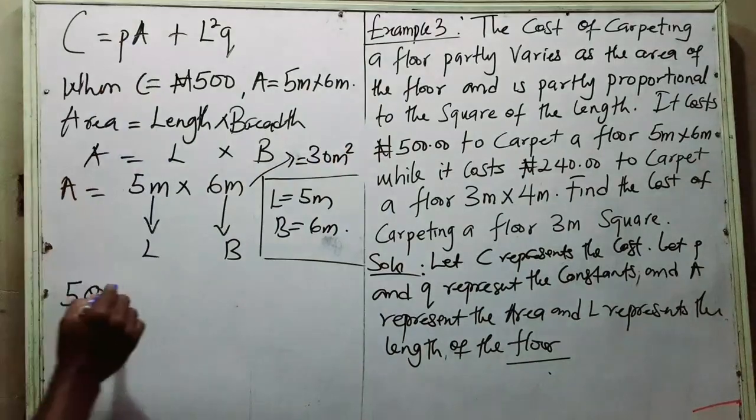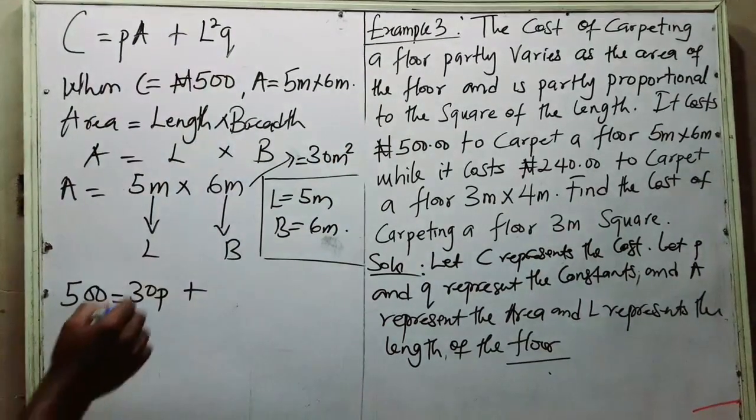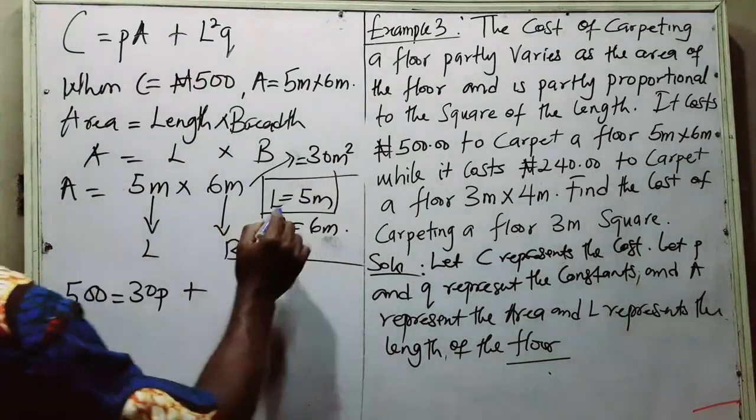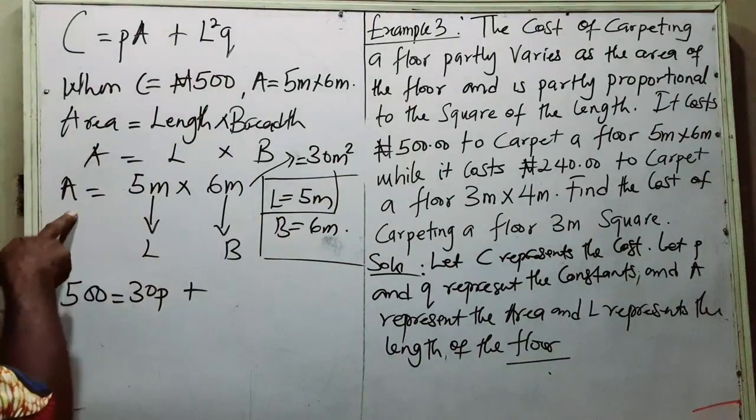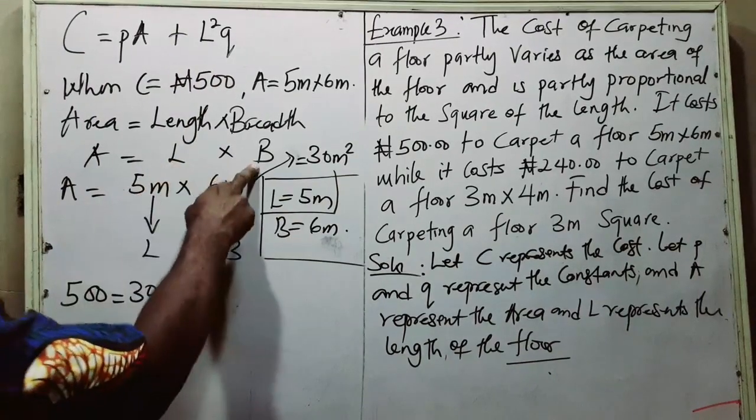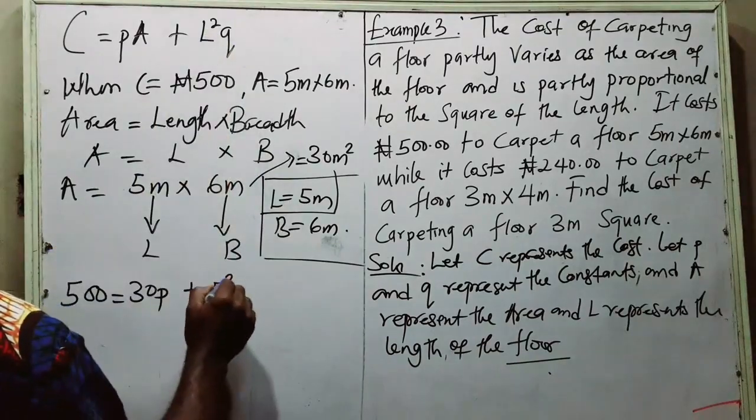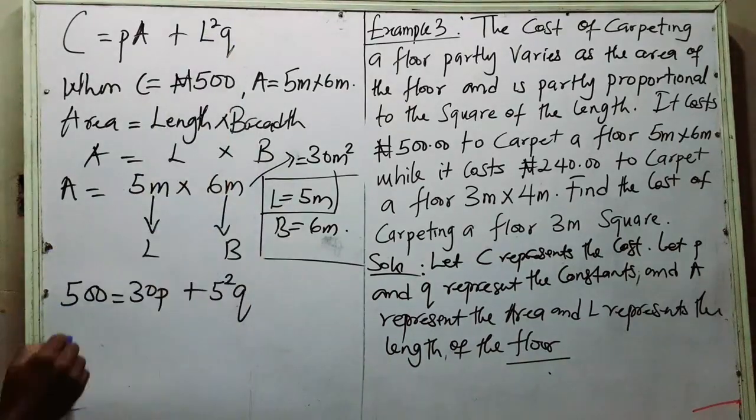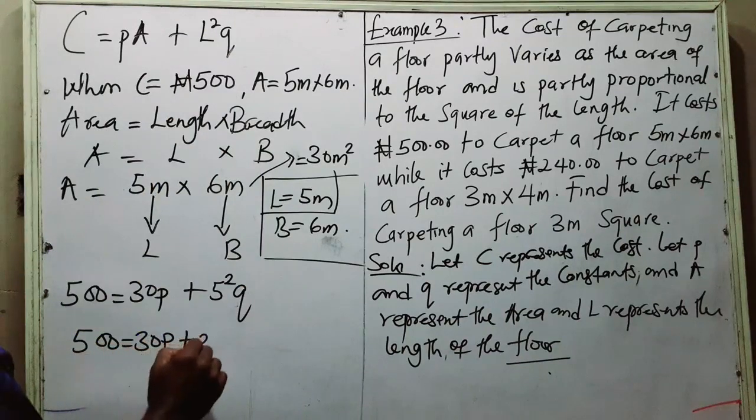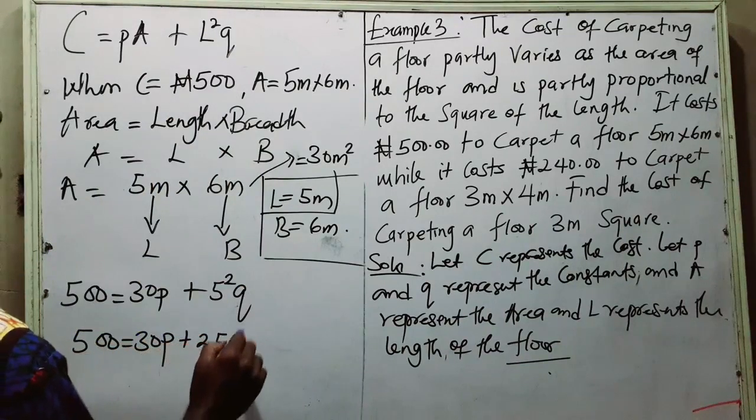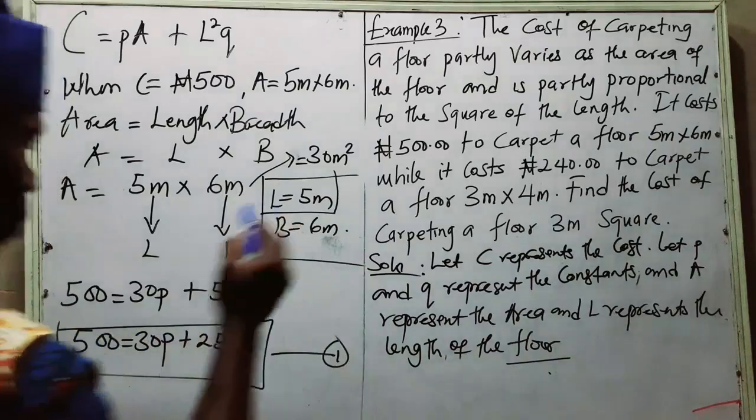So it will be 30P plus, what is our L? From the analogy here, we get to know that the area of a given shape is length times breadth. So our length will now be 5, which gives us 5 squared Q. So we have 500 is equal to 30P plus 25Q. We can see this as equation 1.